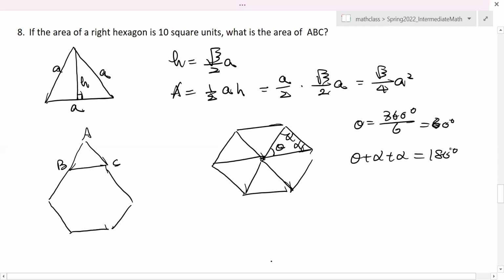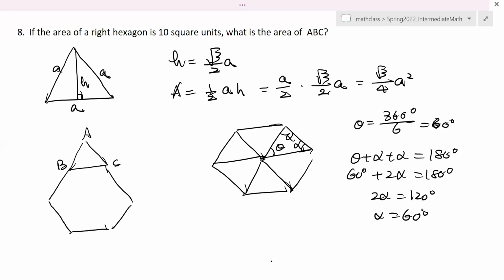So what do you get? Theta is 60, so 2 alpha equals 120 degrees, and alpha is also 60 degrees. So a regular hexagon consists of 6 equilateral triangles. Okay.